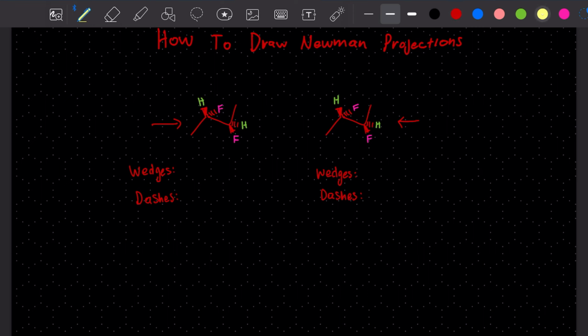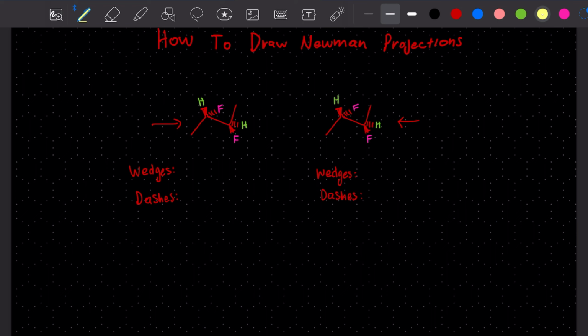Alright guys, so let's talk about this in more detail now. When you're being asked to draw a Newman projection, most of the time you'll be given two angles, two different perspectives. You can be given this one in which the arrow points to the right, or this one in which the arrow points to the left. These two perspectives will give you two different Newman projections. And I'm going to show you a trick right now, that way you don't have to visualize the bonds rotating in your head, because I know that can be a little bit difficult. This trick is going to help you draw Newman projections without having to do that.